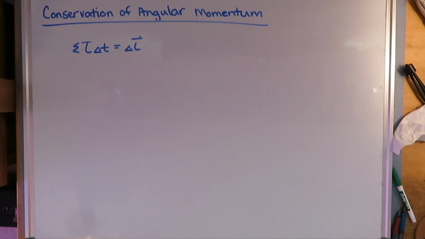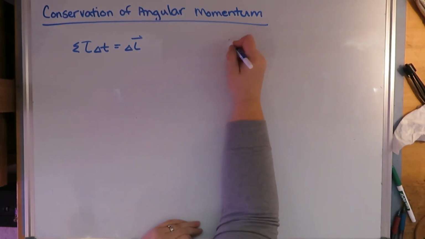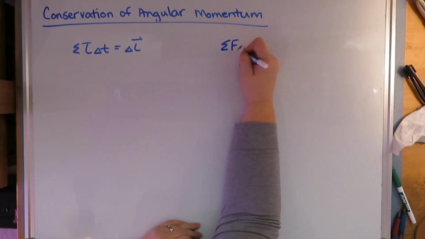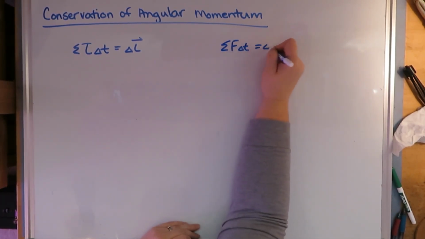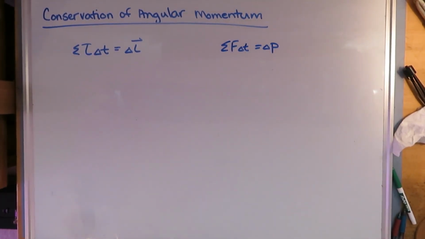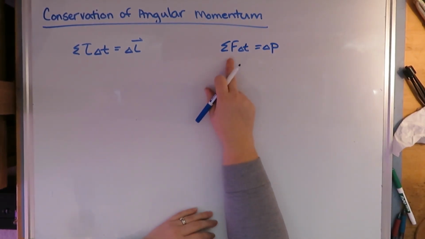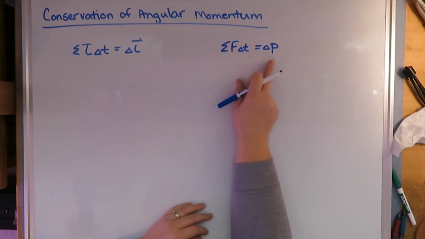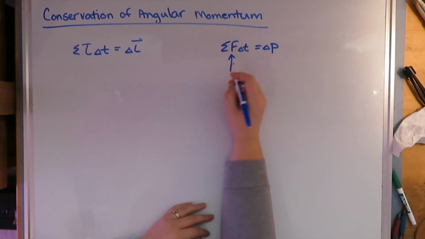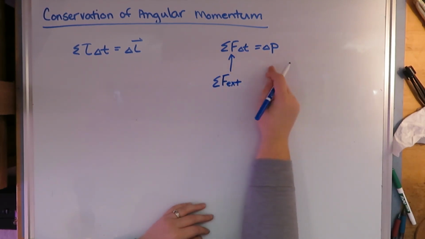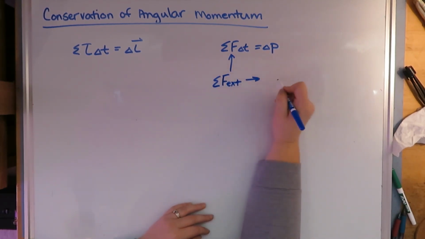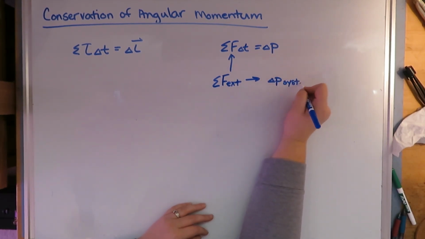So just looking at the theory, for linear momentum, we said that net force times the change in time is equal to the change in momentum. So basically, if there is a net force on the system of objects, then there will be a change in momentum. A key point here was that it is the net external force that will cause a change in linear momentum for the system.